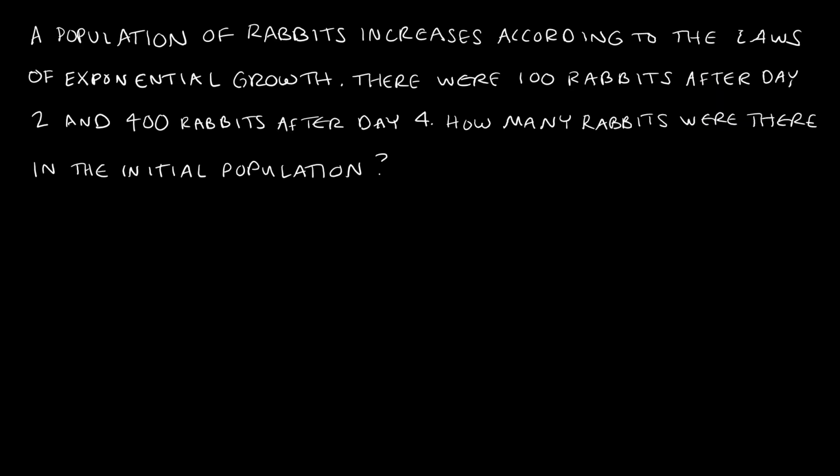Let's take a look at another example. In this example, we're dealing with exponential growth because the number of rabbits is increasing. And also, instead of solving for t, or time, which is what we did in the last example, in this example, we're asked to find how many rabbits were there in the initial population, which hopefully when you see initial population, you think that we're trying to solve for c. So let's go look at how we could go about doing this.